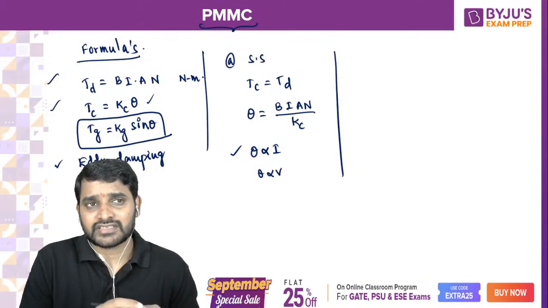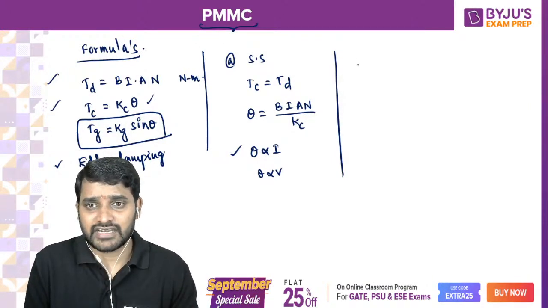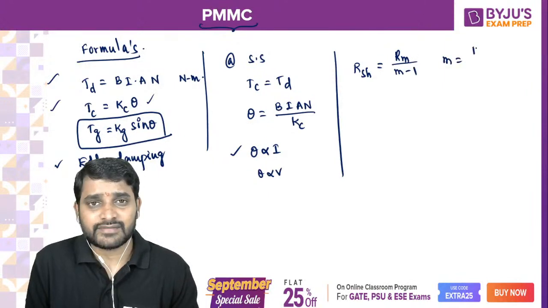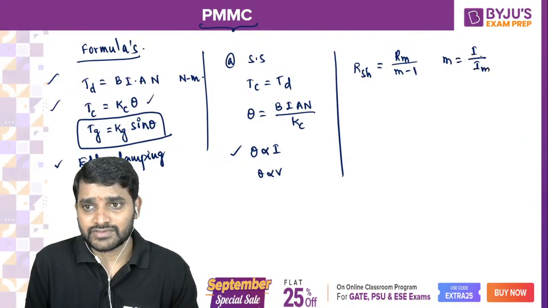All right, and the other formula you need to remember is, if you want to increase the range of a PMMC instrument to measure large values of current, you need to place a shunt, and this shunt value is Rm by M minus 1. M is, what is M? Capital I by Im. So this is extended current, and this is the meter current.